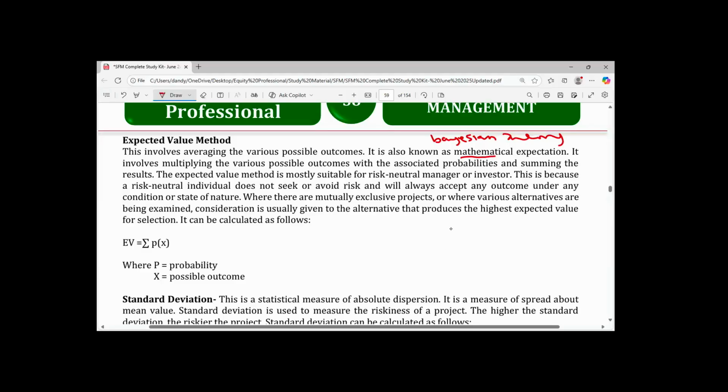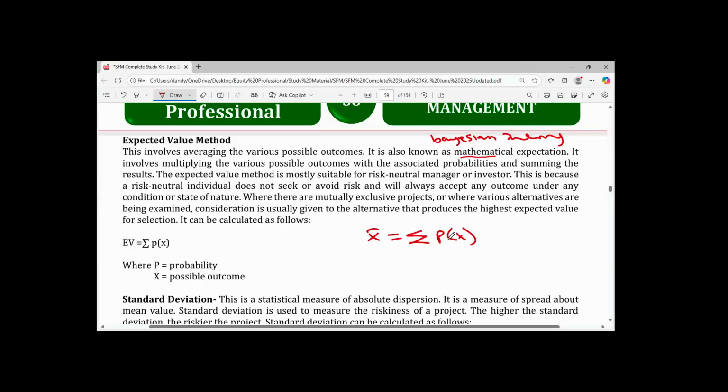Like I said, expected value is denoted as X bar, and it is computed as summation of probability of X. That is, just multiply probability with the cash flow. P is the probability, X is the cash flow. So to get expected value, just multiply probability with the cash flow. That's all you need to do. It's as simple as that.